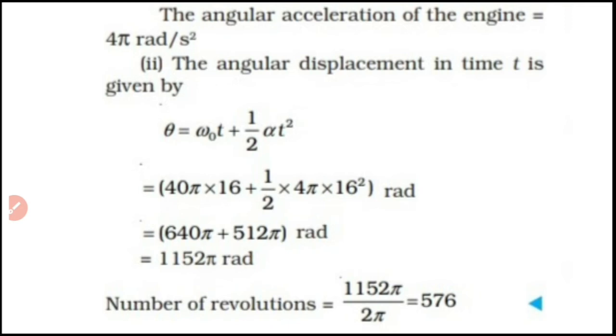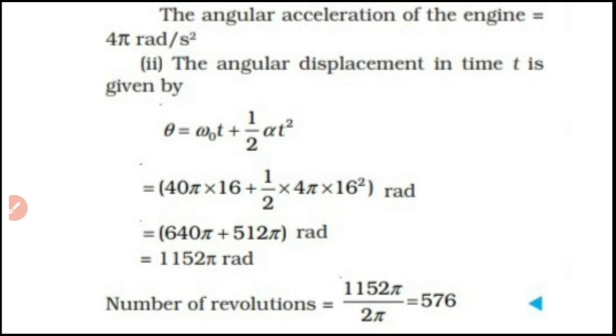So first we need to find the angular displacement. We can use the second equation: theta minus theta 0 is omega 0 t plus half alpha t square. Here theta 0 we take as 0. So we have theta equal to omega 0 t plus half alpha t square. Substituting for omega 0 and alpha, we have 40 pi into 16 plus half into 4 pi into 16 square. Rearranging and simplifying, we have 1152 pi radian as theta, the angular displacement.